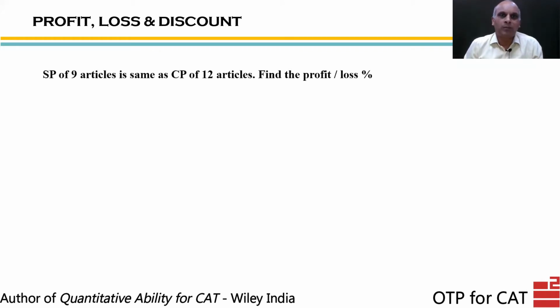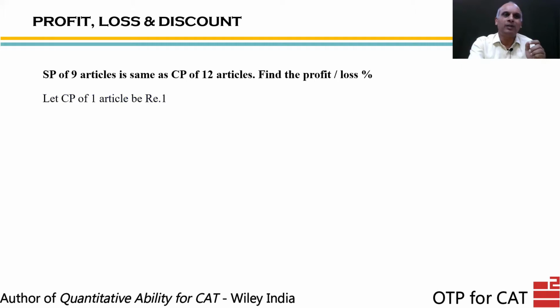Similarly, now we have one more problem in terms of articles. The selling price of 9 articles is the same as the CP of 12 articles. We have to find out the profit or loss percent. Remember, whenever we are asked a question like find profit or loss percent, it is basically asking you 2 things: whether it's profit or loss and what is the corresponding percentage. So we have to identify whether it's a case of profit or loss. Convert the data to rupees.